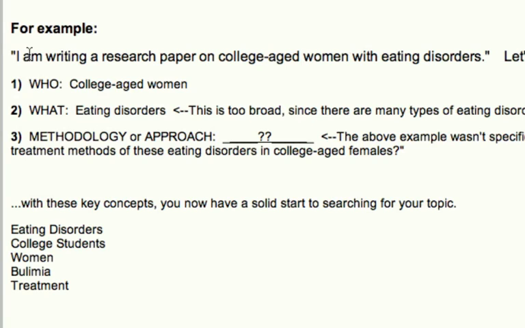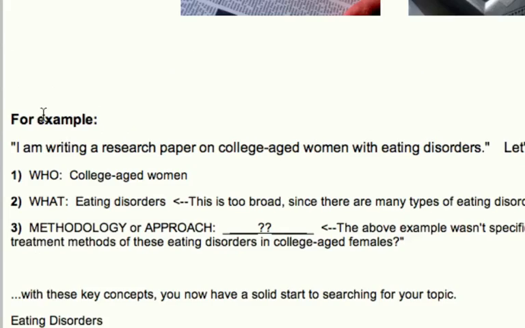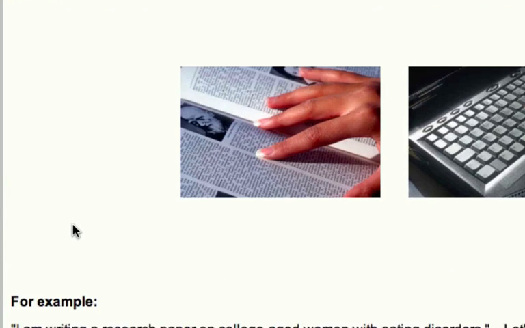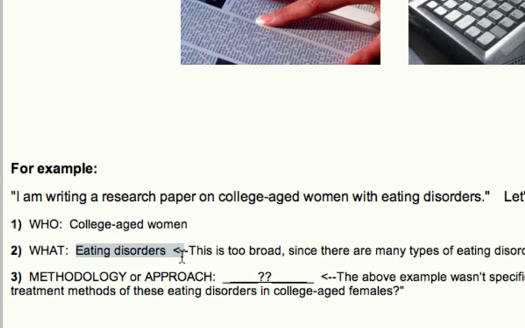So who is the population in this research topic? I'm writing a research paper on college-age women with eating disorders. So the population is college-aged women. The what? What's the issue, status, illness, or phenomenon? So in this topic, it would be eating disorders. See, this is rather broad, since there are many types of eating disorders. So if this was an approach you wanted to take, you would need to be more specific. Are we dealing with bulimia, anorexia, or is there another name?